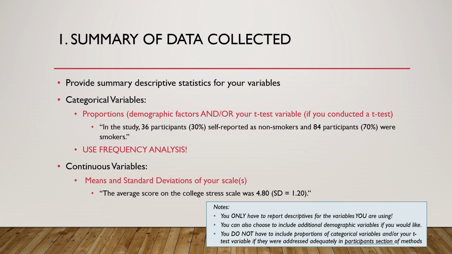Also, to reiterate, you don't have to include those frequency proportions for any categorical variables or t-test variables if they were addressed adequately in the participant section of the methods. So you don't necessarily need to reiterate, though I find it helpful. That being said, it is very useful to include the continuous variables to reiterate that in your methods section and your results section. So you can re-say what the average score on the college stress scale, for instance, was. It provides a lot of context.